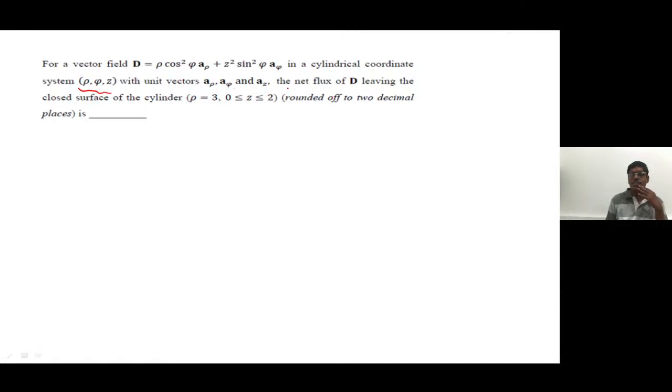The net flux of D, mathematically the surface integral, leaving the closed surface. When it is a closed surface, you can apply the Gauss divergence theorem according to the condition satisfied. The surface of which shape? Cylinder. The equation rho equal to 3 is the base equation or top face circle's equation. Rho equal to 3 means it is a circle, and height is z. Z lies between 0 to 2, rounding off to 2 decimal places.